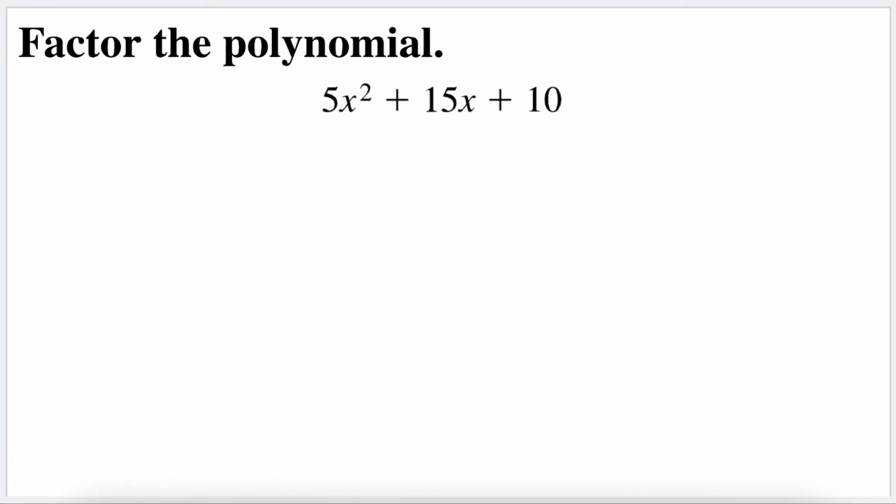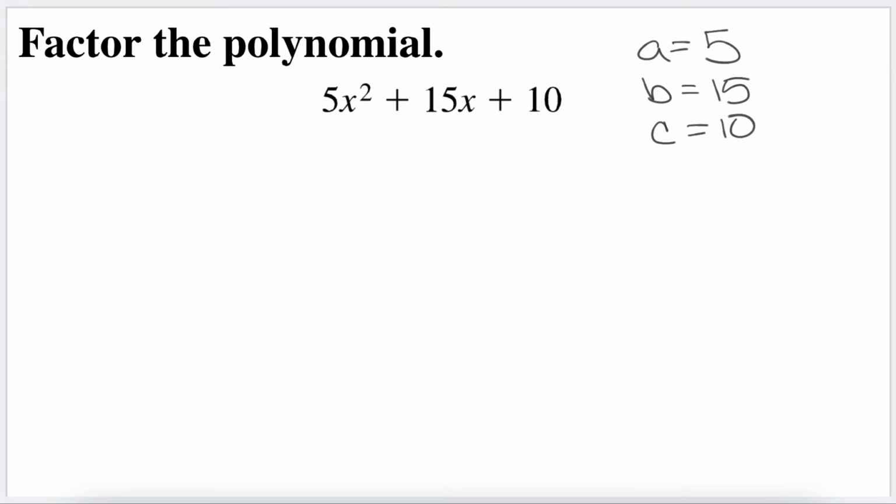One more example like that. So in this particular example, our a is equal to 5, our b is equal to 15, and our c is equal to 10. So this is an example where there would actually just be one more step. It's optional, but it's helpful.